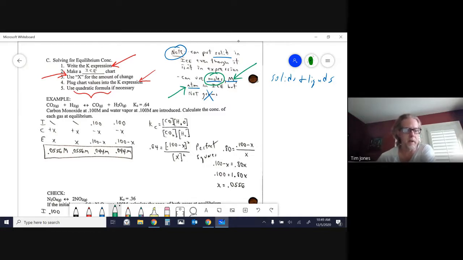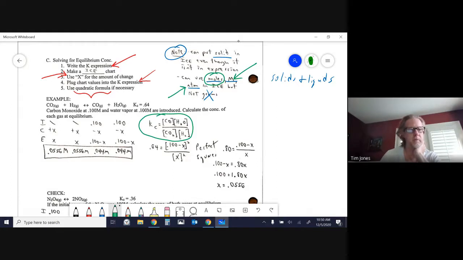Interesting reaction in that all the coefficients are ones. So 1 CO2, 1 H2, 1 CO, 1 H2O. First thing you should do is write the Kc expression. Again, C just means concentration. That'll make more sense once we start looking at other versions of K. Products over reactants, and everything has a coefficient of 1, so all the exponents are 1.